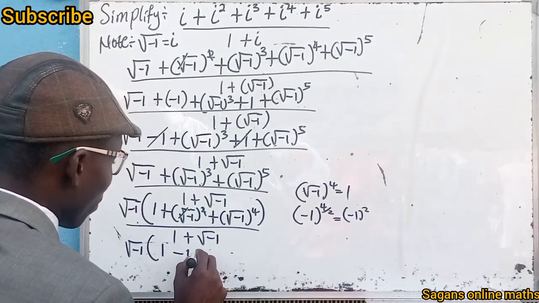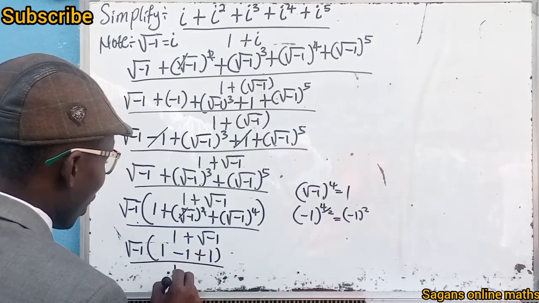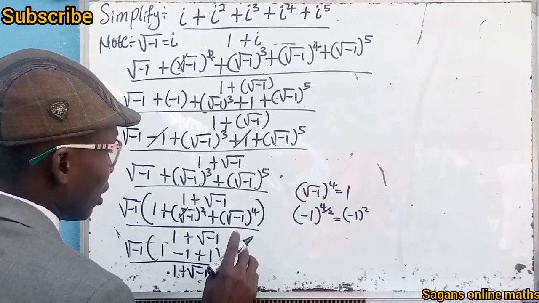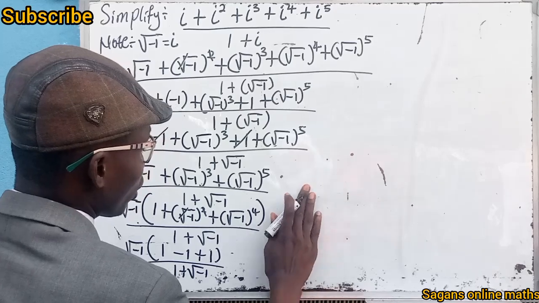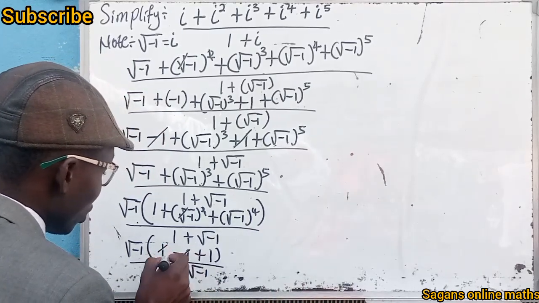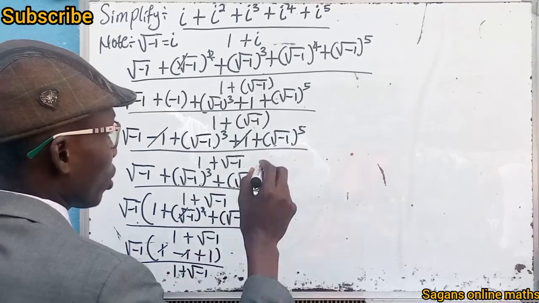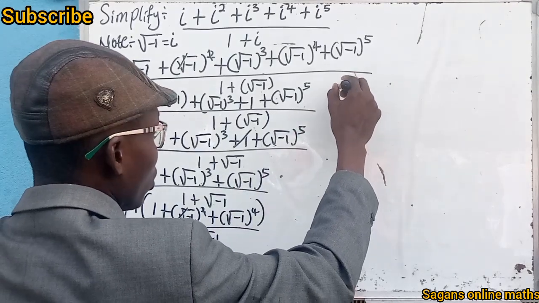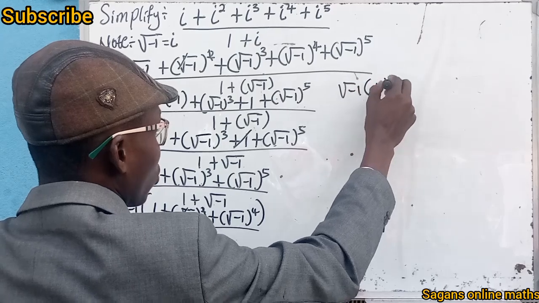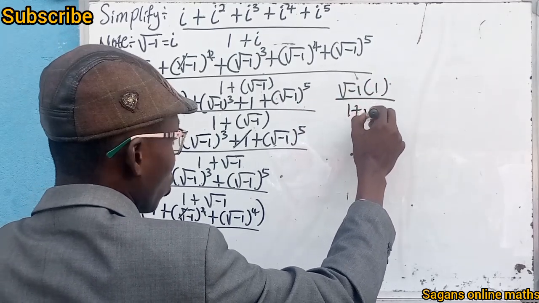So this will now become plus 1, then divided by 1 plus root -1. Can you see how simple it is? Very simple and interesting. Now from here, 1 minus 1 will go, right? 1 minus 1 is 0. So root -1 times 1, we have root -1 times 1, divided by 1 plus root -1.